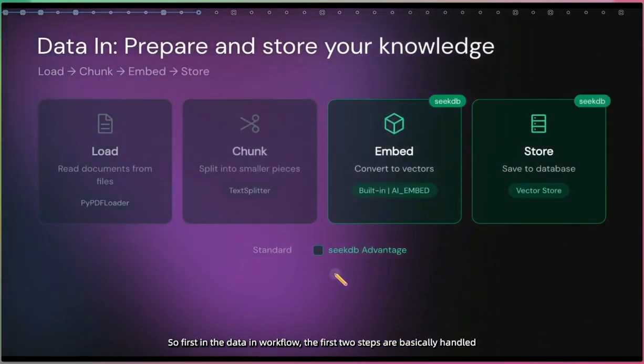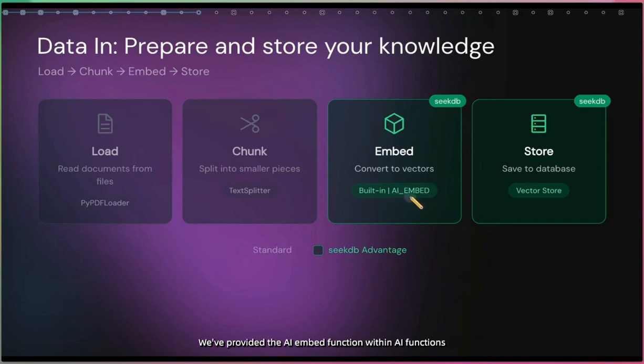So first, in the data in workflow, the first 2 steps are basically handled using various methods. For example, what I showed you earlier was all done using a document loader to load the documents. For tasks like chunking and processing, I still recommend using some traditional methods to get them done. Then when it comes to the vector generation step, we now provide a built-in, modern, lightweight model that you can use directly. This way, you don't need to connect to any external services. Of course, if you still want to use more powerful online models, you can absolutely continue to do so.